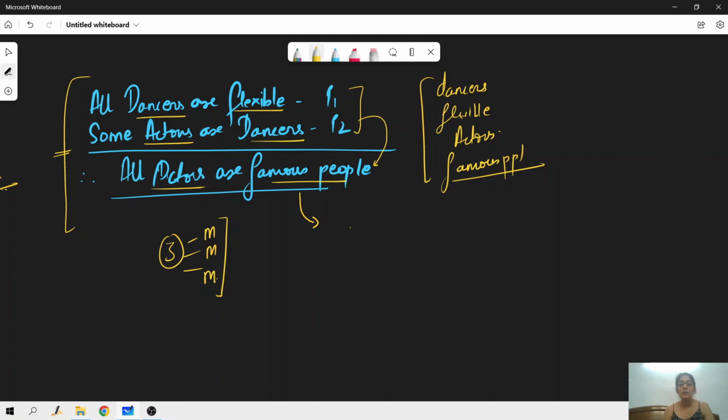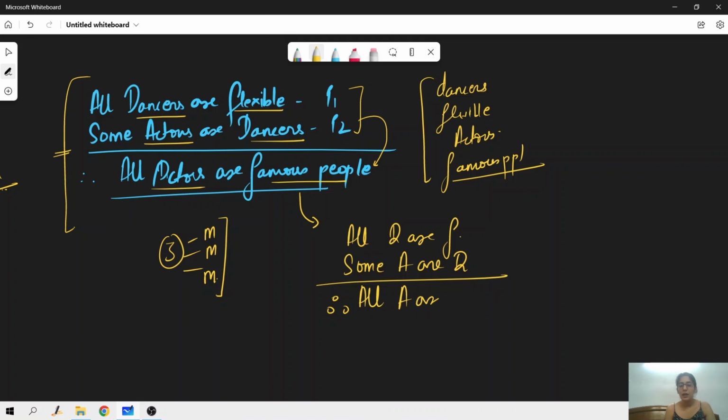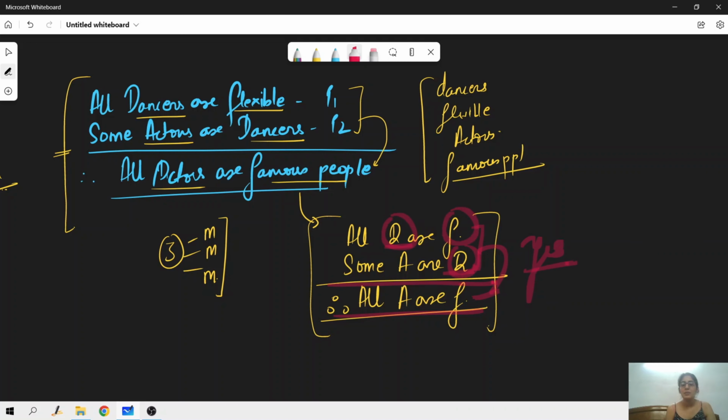What if it was: all dancers are flexible, some actors are dancers, therefore all actors are flexible. Had this been the syllogism given to you, is this a conclusion that we can easily derive from the premises given here? Yes, it is, right? Why? Dancers is the middle term here. Flexible is the predicate term in the conclusion, which is the major term, and actors is the minor term. So this is minor, this is major, and dancers is the middle term. This makes absolute sense. This is a valid categorical syllogism.